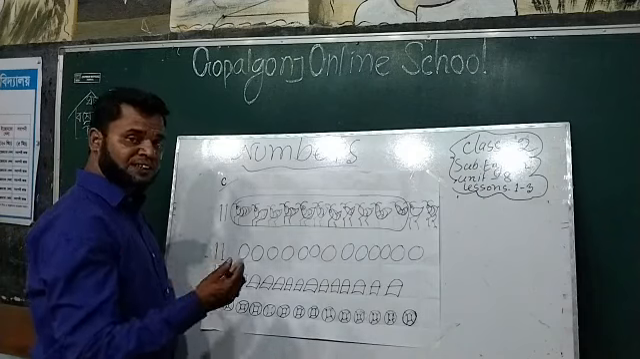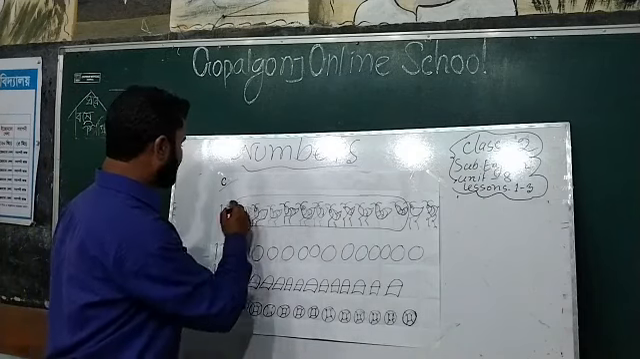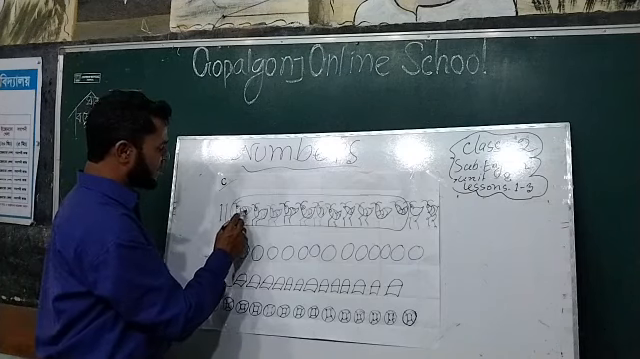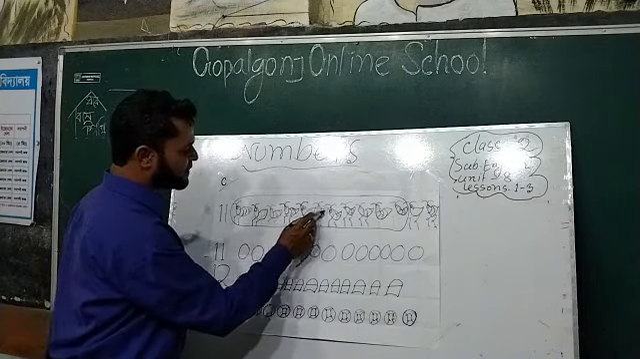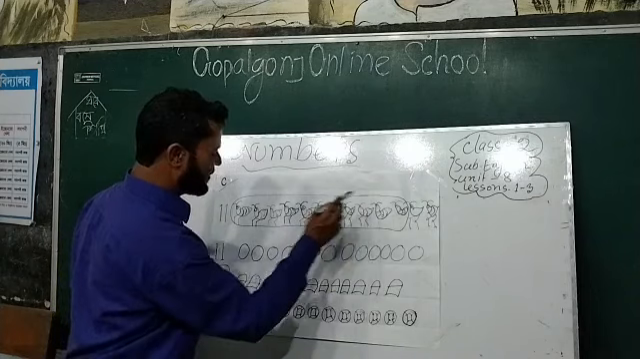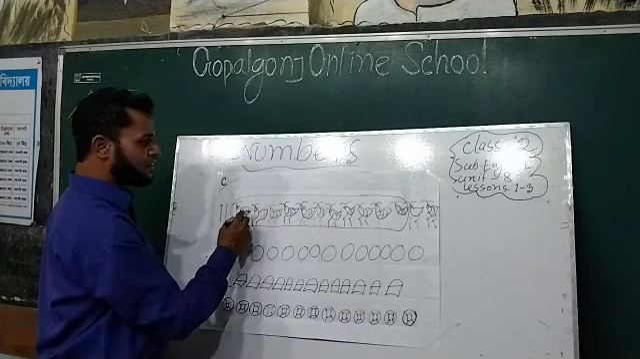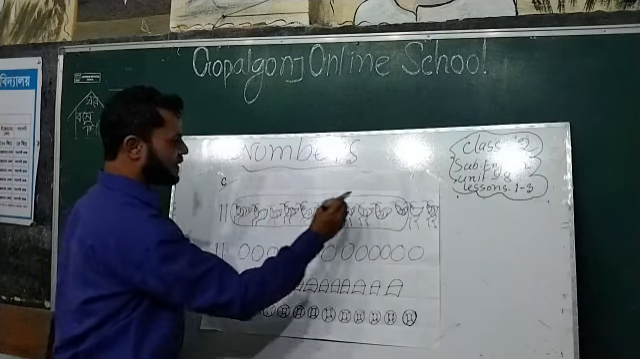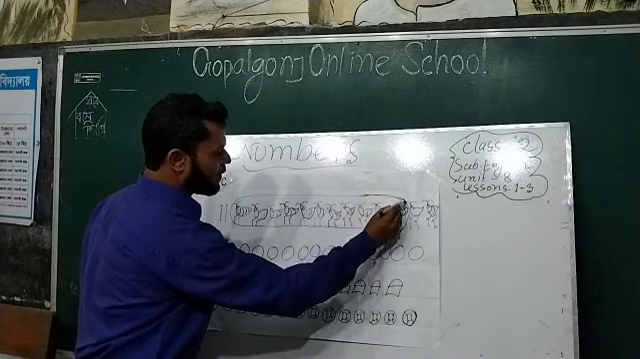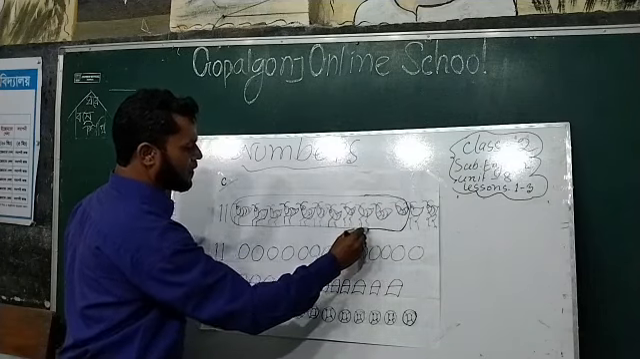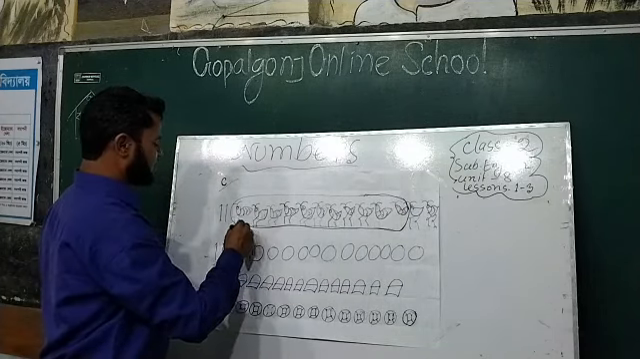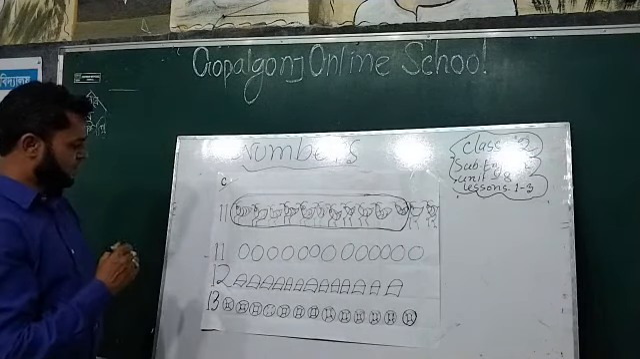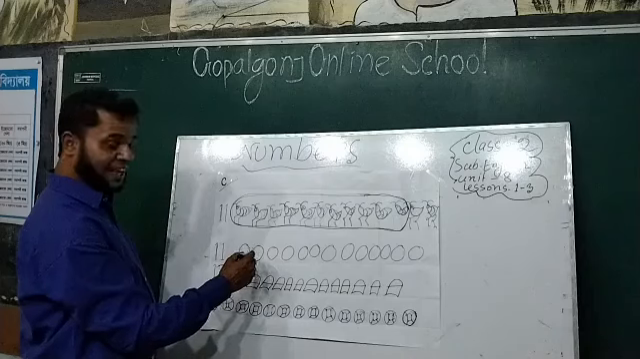So we have to circle with 11. That means 1, 2, 3, 4, 5, 6, 7, 8, 9, 10, 11. Number 11. We have to circle like this. Students, have a look at that. It's a circle. So students, there are some eggs for you.